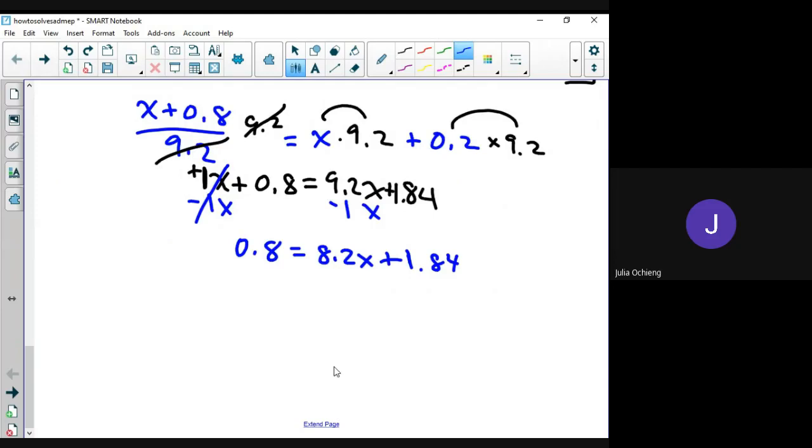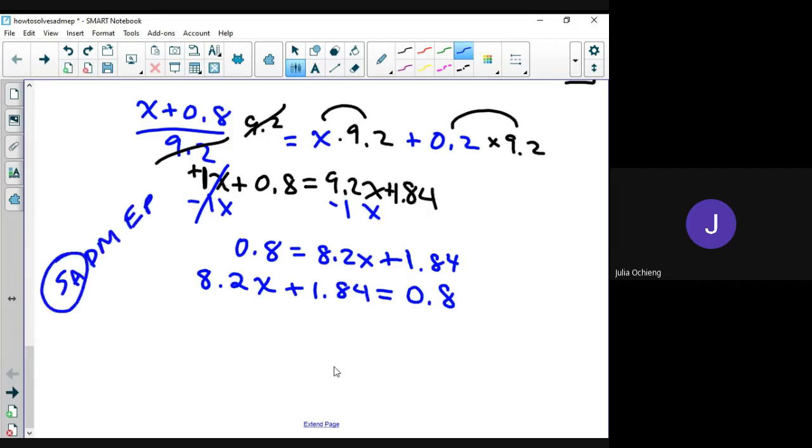Now we're left with an equation that has only one variable, and is simplified. So now we can start using SADMEP to solve it. And I'm just going to rewrite it so that the x is on the left side, so it's a little more normal looking. I'm going to write SADMEP on the side. We're going to do subtraction and addition first. So I'm trying to get what x equals, remember? So I don't want times 8.2, and I don't want plus 1.84 there. I want to get rid of those things and get x isolated.